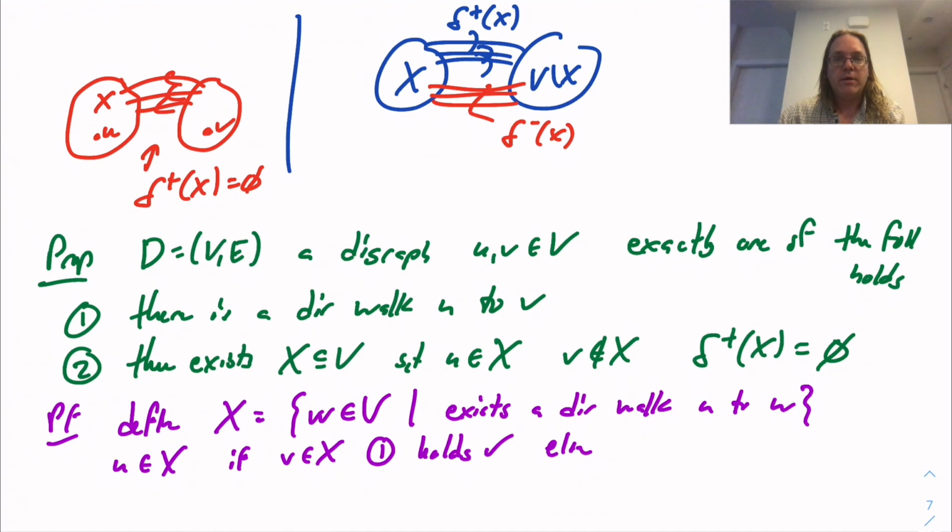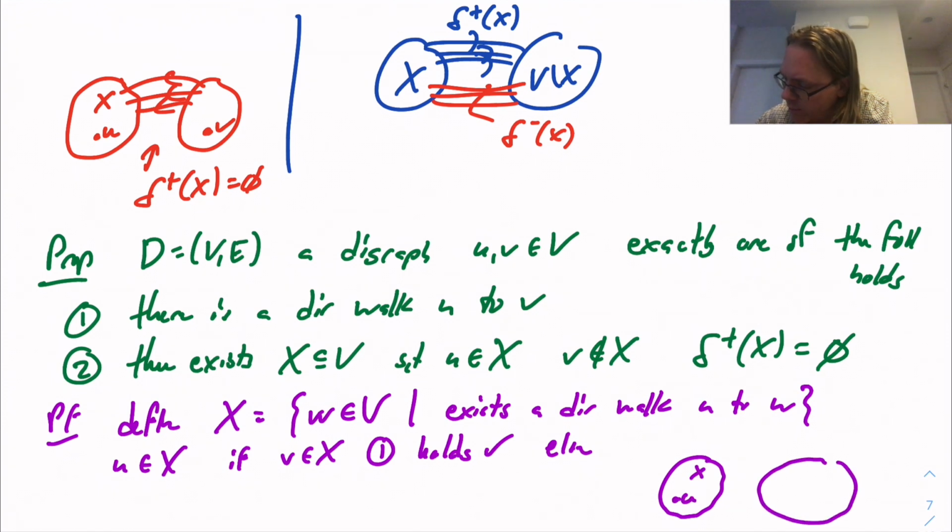what's going to happen? Well, let's think about this set x. Sorry, I'm a little bit short on space as always here. So here's the set x. It's containing my vertex U. Here's the complement, the vertex set without x, and my vertex V lies over here. Well, I claim that delta plus of x is empty. I claim that there are no edges that go from x to the complement. Why not? Suppose you had an edge like this.